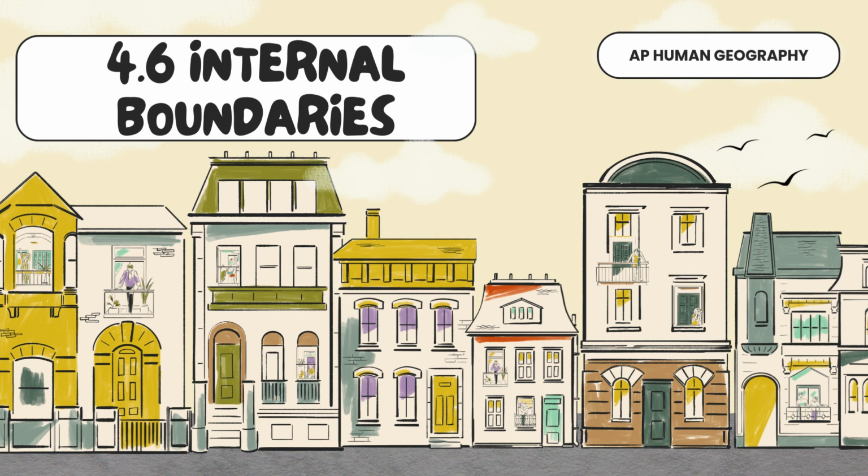Hello, everyone, and today we're diving into internal boundaries. These are lines that are drawn inside of countries that affect everything from voting to representation to political power. Think of it like school zones. Some students go to one high school while others go to another. Even if they live just a few blocks apart, if you ever wonder why, this is why. We're going to break that down today.